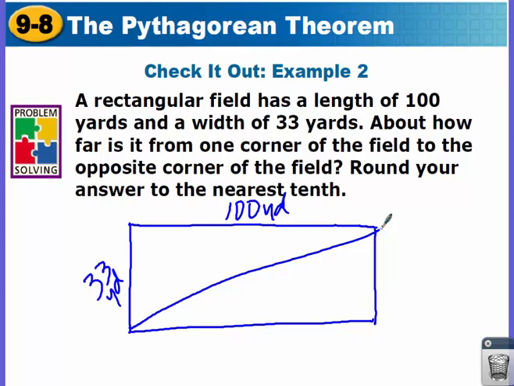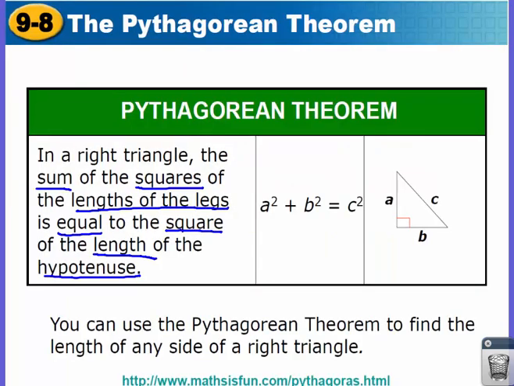Okay, so that's how we work with the Pythagorean theorem. We know that it is, again, a squared plus b squared equals c squared, where a and b are our legs, and c is always going to be the hypotenuse.